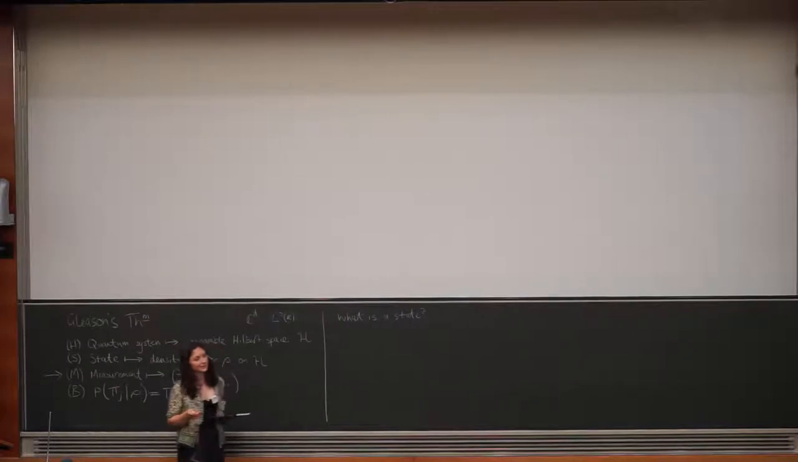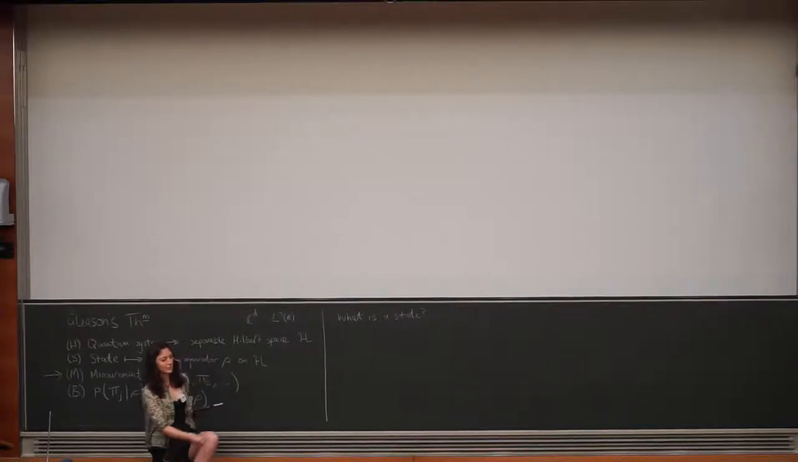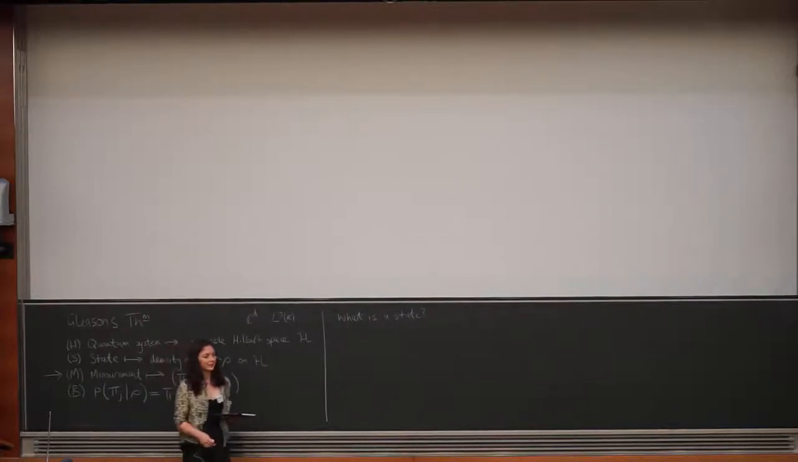And maybe one way to think about that is if you can prepare your system in two different ways, but no matter what measurement or observation you make, you get the same probabilities, you can't really distinguish in some sense the state of this system. So this is the idea of operational equivalence that David was talking about. We're going to call a state the equivalence class of things that we can distinguish, like preparations that we can distinguish.